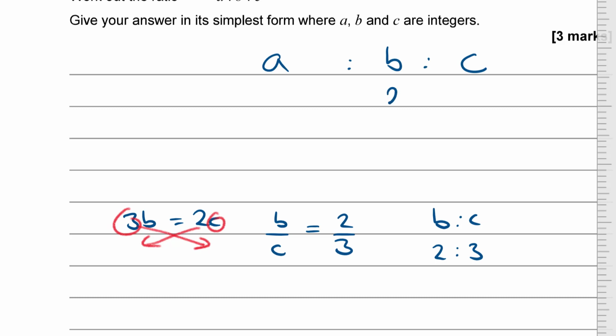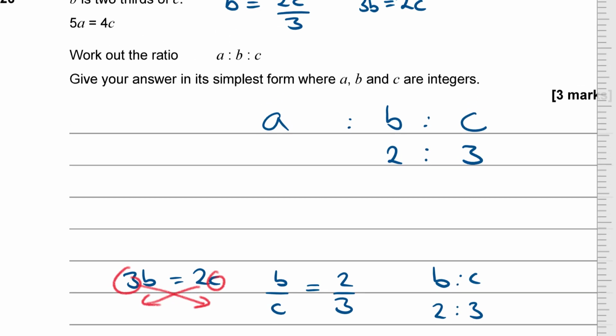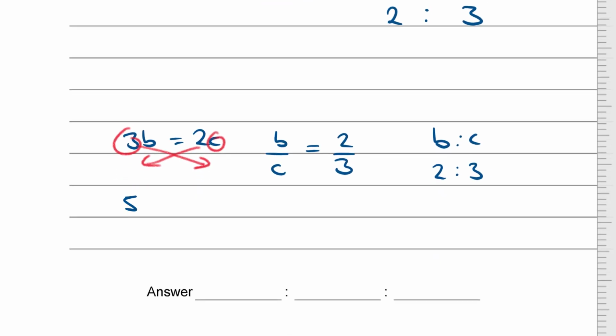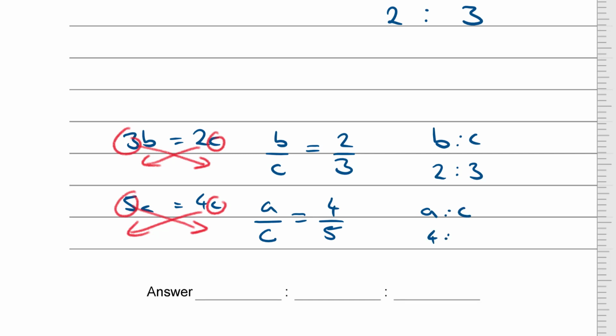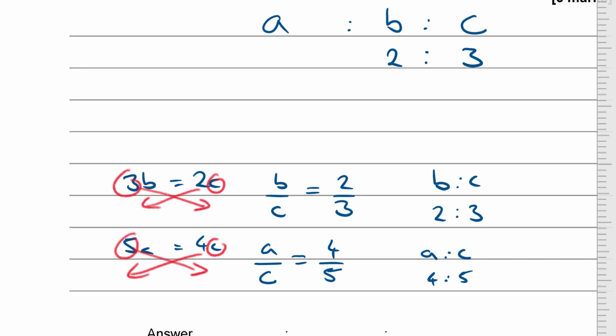So if b is 2, then c is 3. We do the same thing with the other one. 5a equals 4c. So I start with 5a equals 4c, and I rearrange it the same way. So cross multiply that c down there, cross multiply that 5 down there. I'm going to get a over c equals 4 over 5. In other words, the ratio of a to c is equal to 4 to 5. Okay, so that means if c is 5, then a is 4.